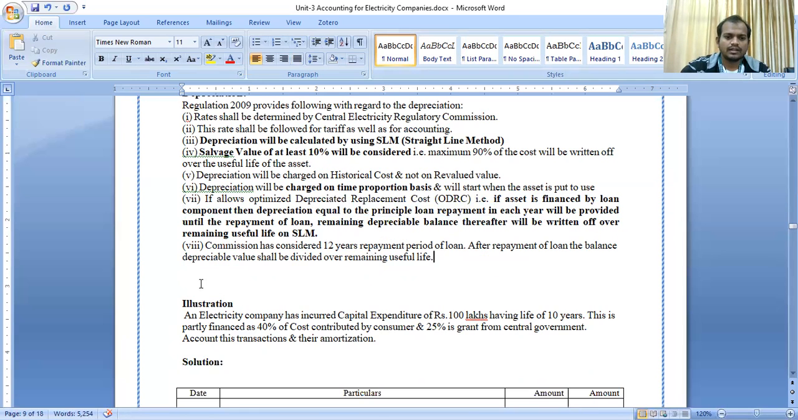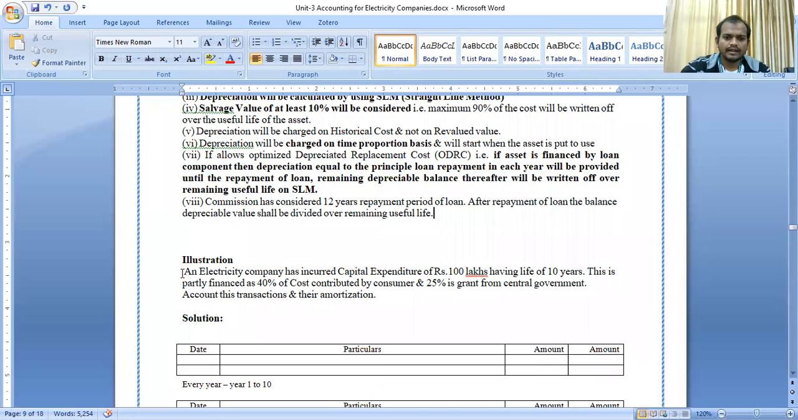Okay, let's go with the illustration. An electricity company has incurred capital expenditure of 100 lakhs, having a life of 10 years. This is partly financed as 40% of the cost contributed by the customers and 25% as grant from the central government. Account this transaction and their amortization.